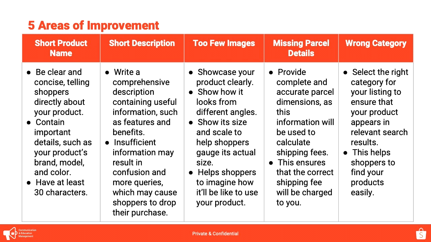And then last one is wrong category. So, select the right category of your listing and ensure that your product appears in relevant search results. So, as mentioned a while ago, kung mali po yung ating category, hindi siya makikita ng buyers. So, Listing Optimizer will suggest to you na baka ito yung tamang category or baka kailangan i-evaluate mo kung tama ba yung category na pinaglagyan mo kasi parang mali siya.